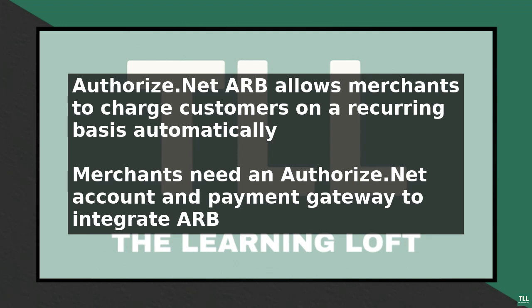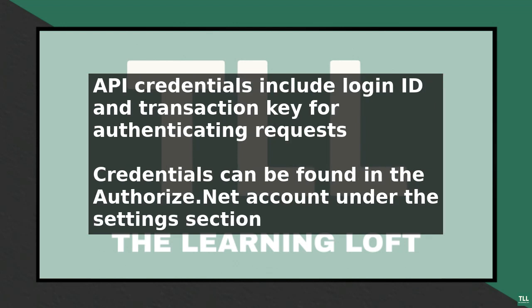The first step is to obtain your API credentials, which include your API login ID and transaction key. These credentials are used to authenticate your API requests. You can find these credentials in your Authorize.net account under the Settings section.